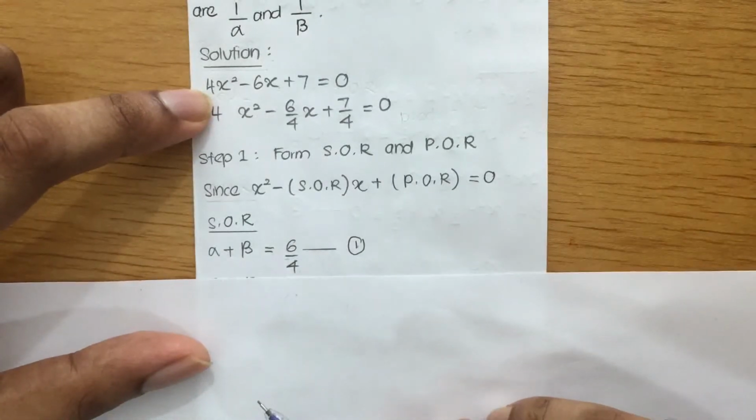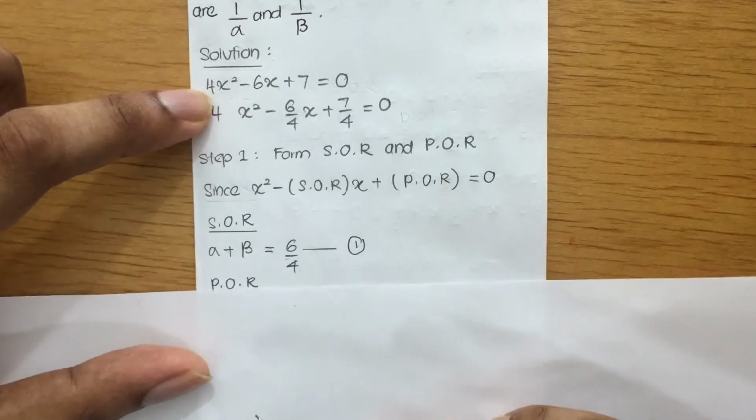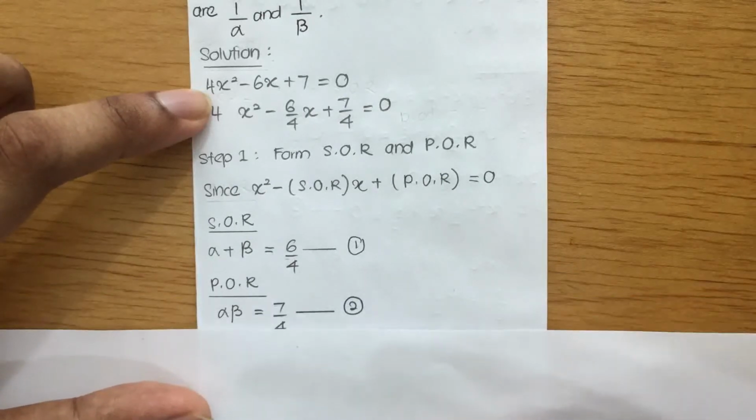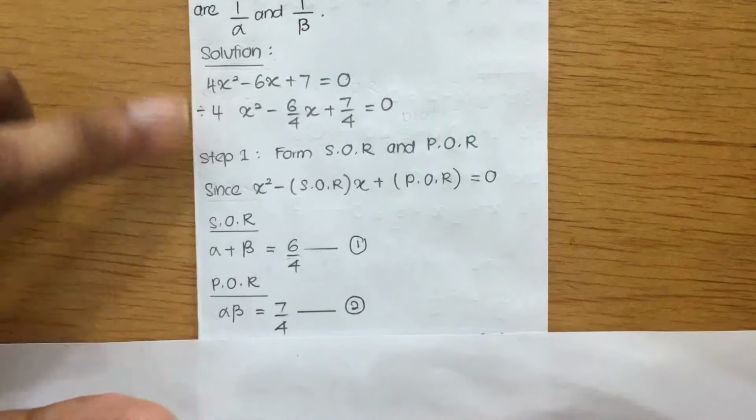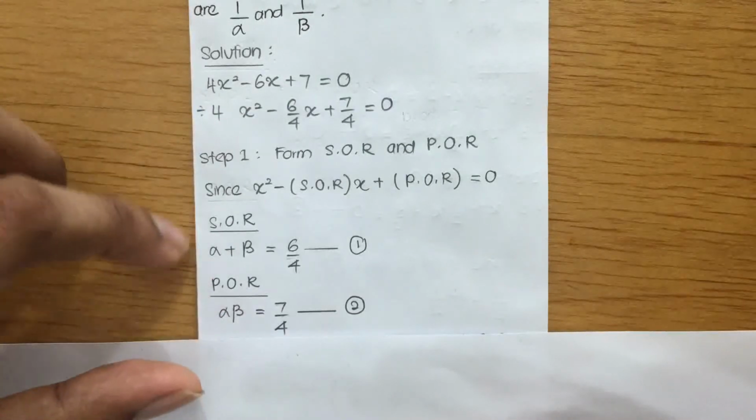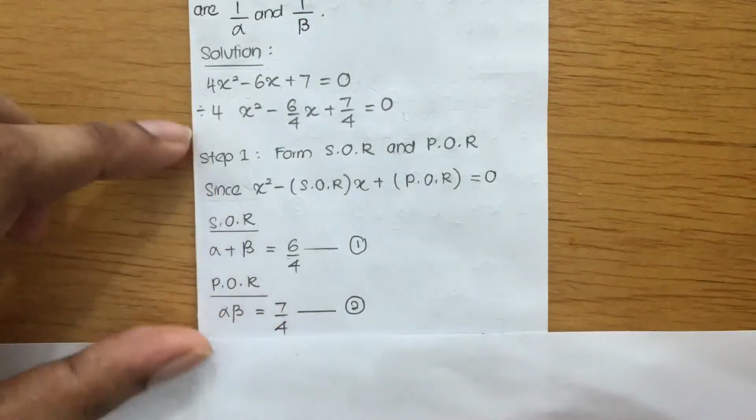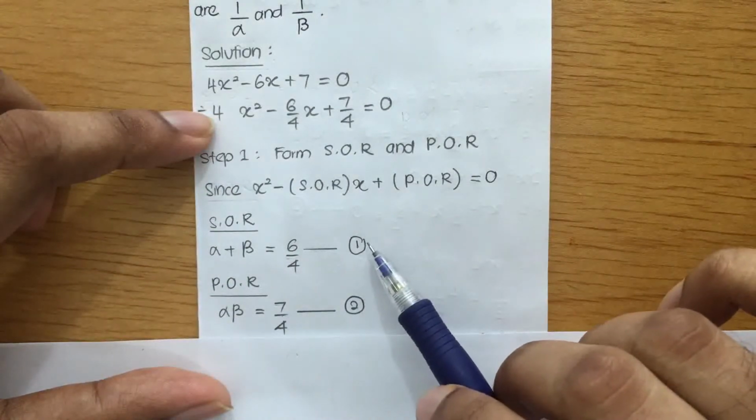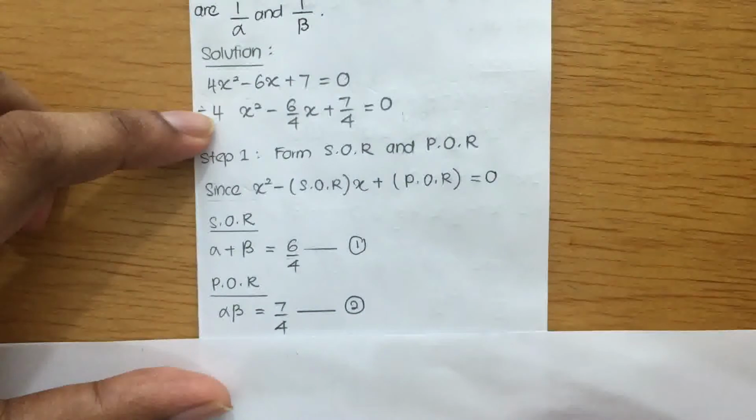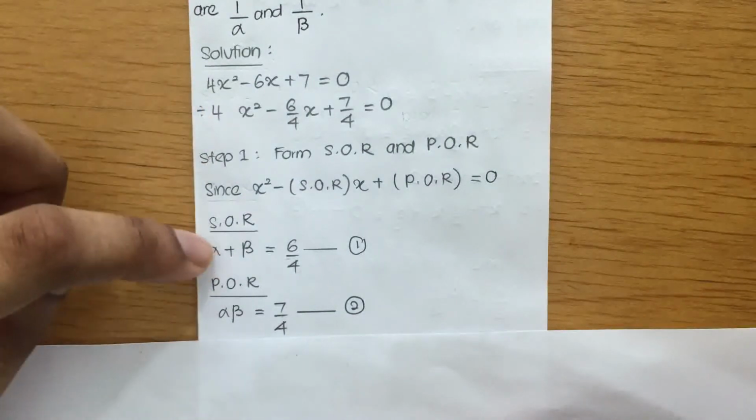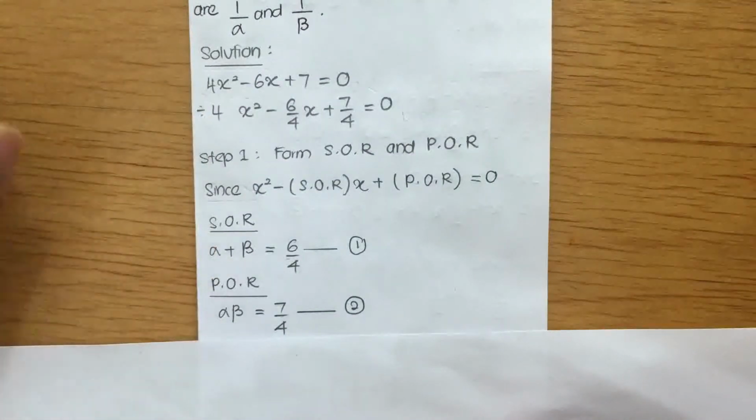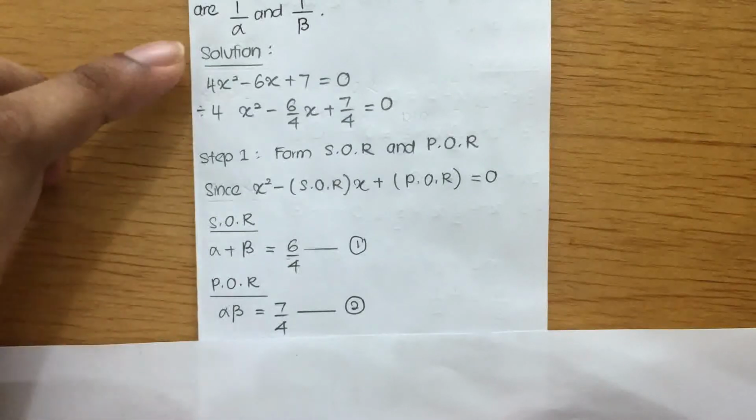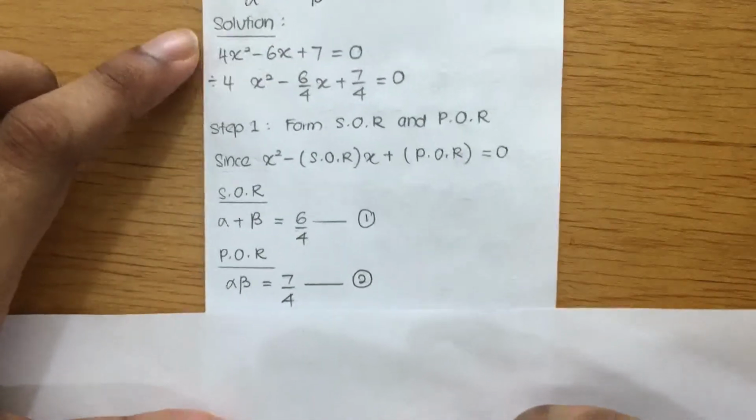Moving on to the next step, we are going to find the POR. To find the POR, you multiply alpha with beta, which gives alpha beta equals 7 over 4. You write this as the second equation. Why am I labeling this as equation 1 and this as equation 2? Please hold on, I will explain this as I go through the working. So please follow along with me.